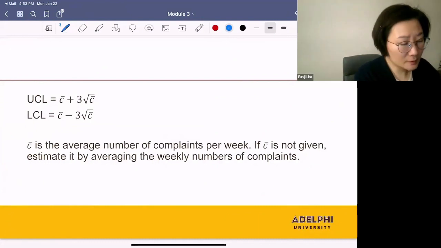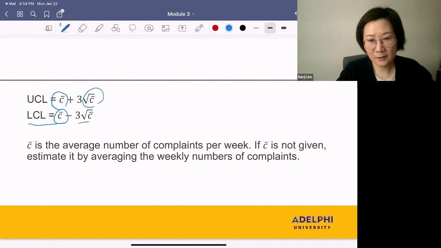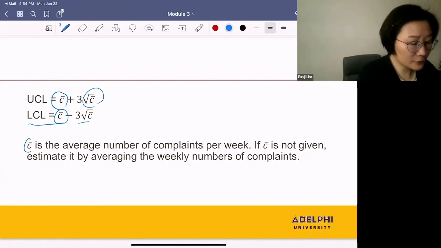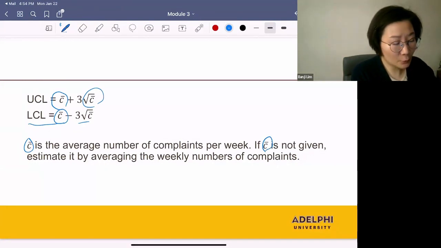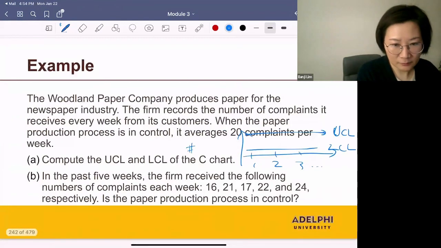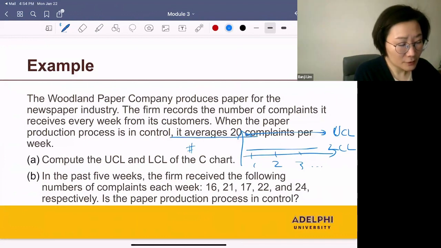The upper control limit is C bar plus 3 times the square root of C bar, and the lower control limit is C bar minus 3 times the square root of C bar. And C bar is the average number of complaints per week. If this is not given, we can estimate this by averaging the weekly number of complaints. So let's go back to the question and see if C bar is given. It says it averages 20 complaints per week, so we know that C bar is 20.